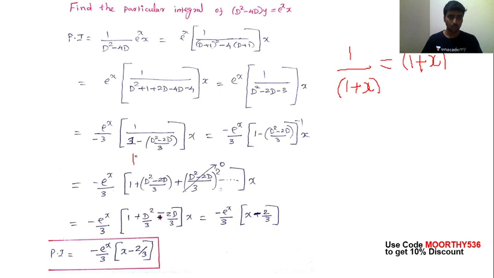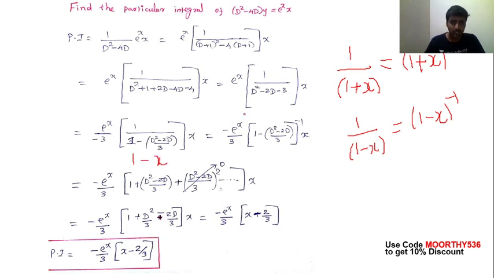It's a 1 plus x or 1 minus x category. It may be 1 plus x or 1 divided by 1 minus x, which is equal to 1 minus x whole power minus 1. We have to convert it to any one format. Now we are converting to 1 minus x format. Here it corresponds to 1, and it is x. So 1 minus x whole to the power minus 1.